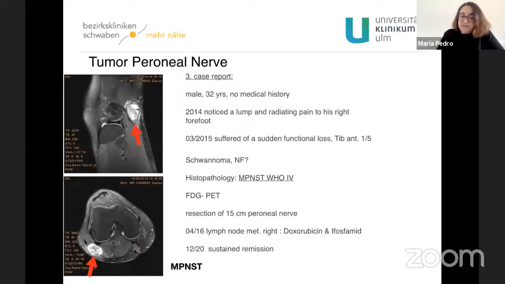It was an MPNST. Then we later on performed FDG PET, and after discussion, we resected the peroneal nerve about 50 centimeters. He then went quite well, but he developed a metastasis in his lymph node. He got chemotherapy, but he's still alive, another control. But this is what I say, the MRI was not really special, but the clinical sudden deterioration was very important.